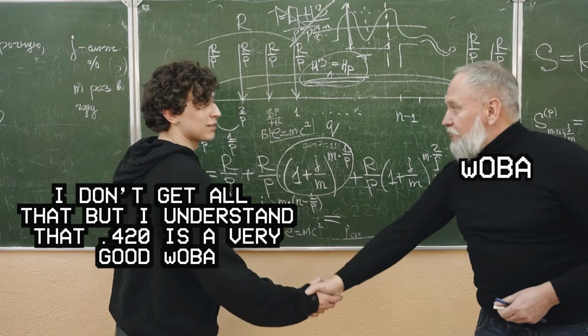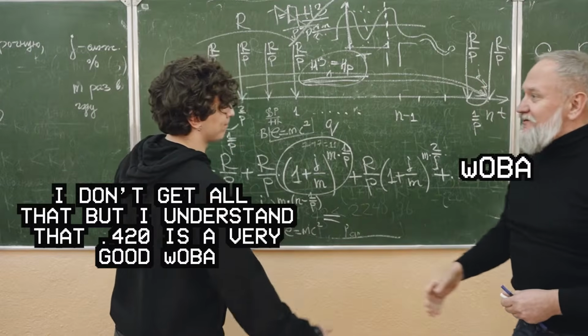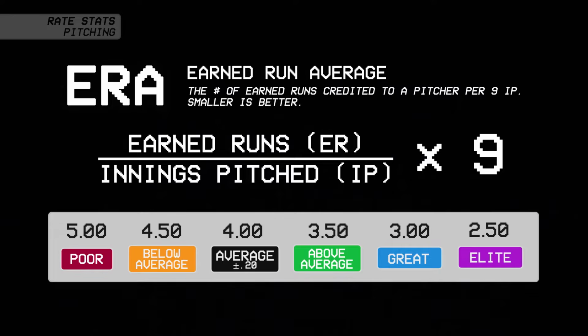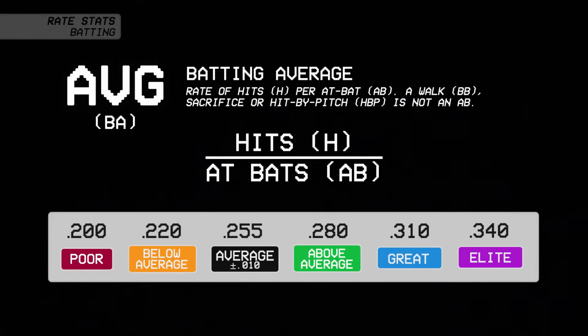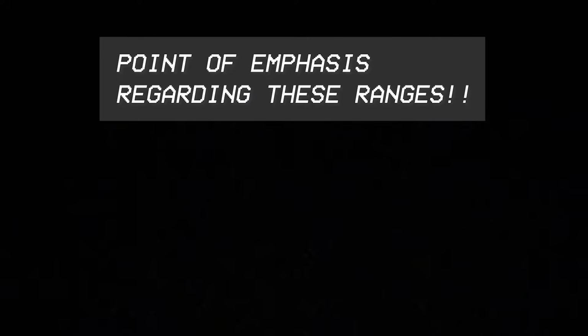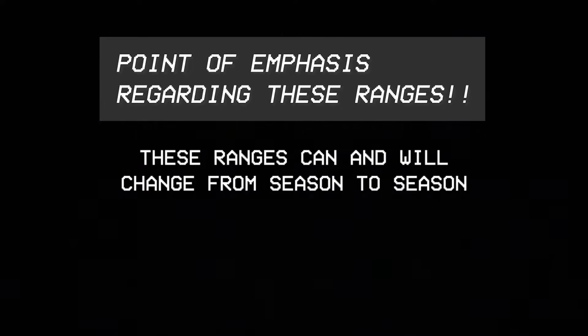To this end, I've included a rough scale for each stat that shows what a poor, below average, average, above average, great, and elite performance looks like at the major league level. Poor represents the lowest end of what you can expect to see from an everyday major league player, whereas elite represents the numbers you can expect from the top maybe 2 or 3 players within whatever time frame you're looking at. I want to say with emphasis that these ranges can and do change from year to year.